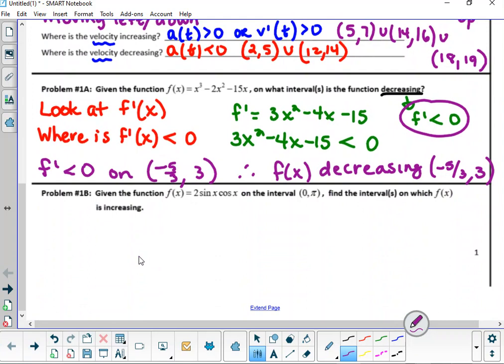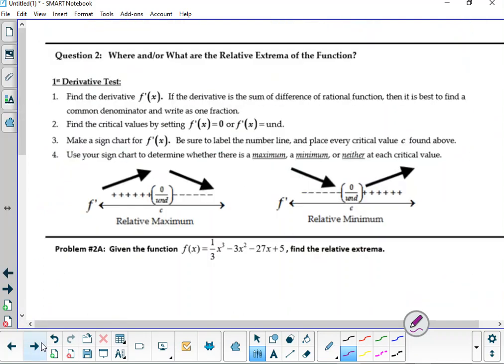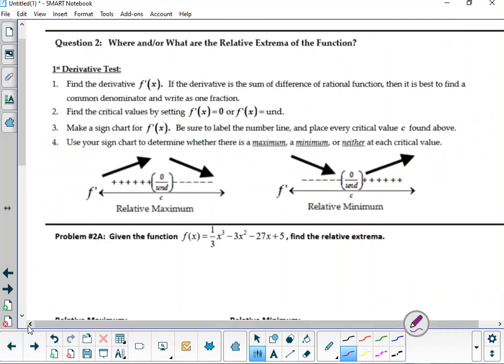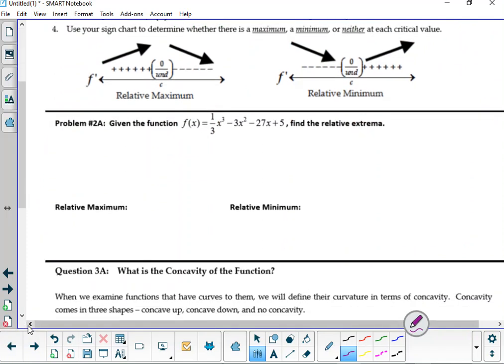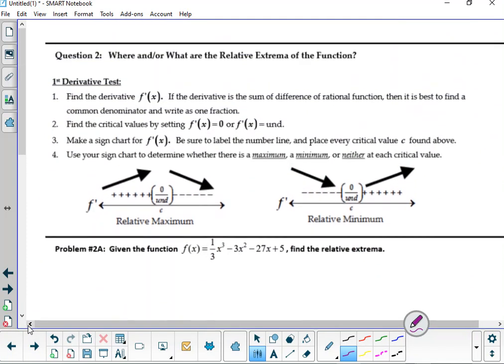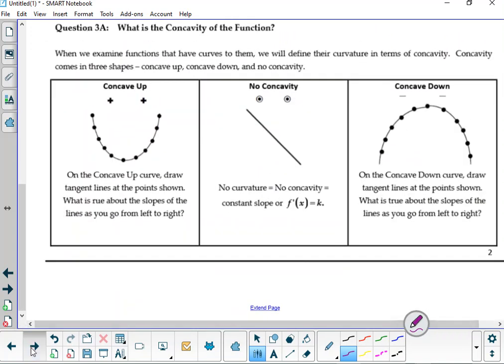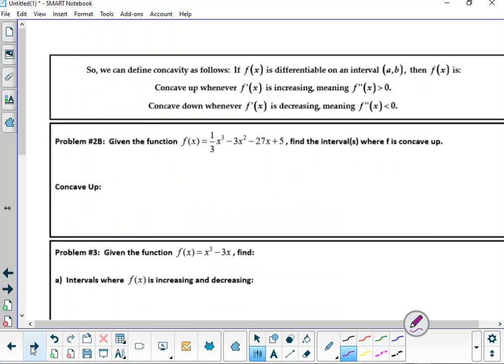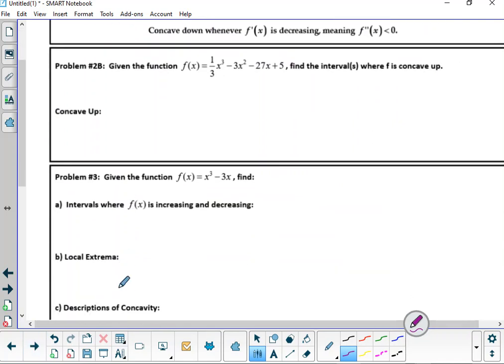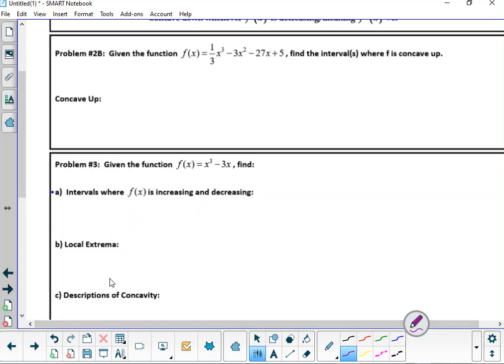This would be a really good place to stop. And 1B is a trig question, so that's going to throw a little bit of a curveball. But you could do 3A as additional practice, increasing and decreasing.